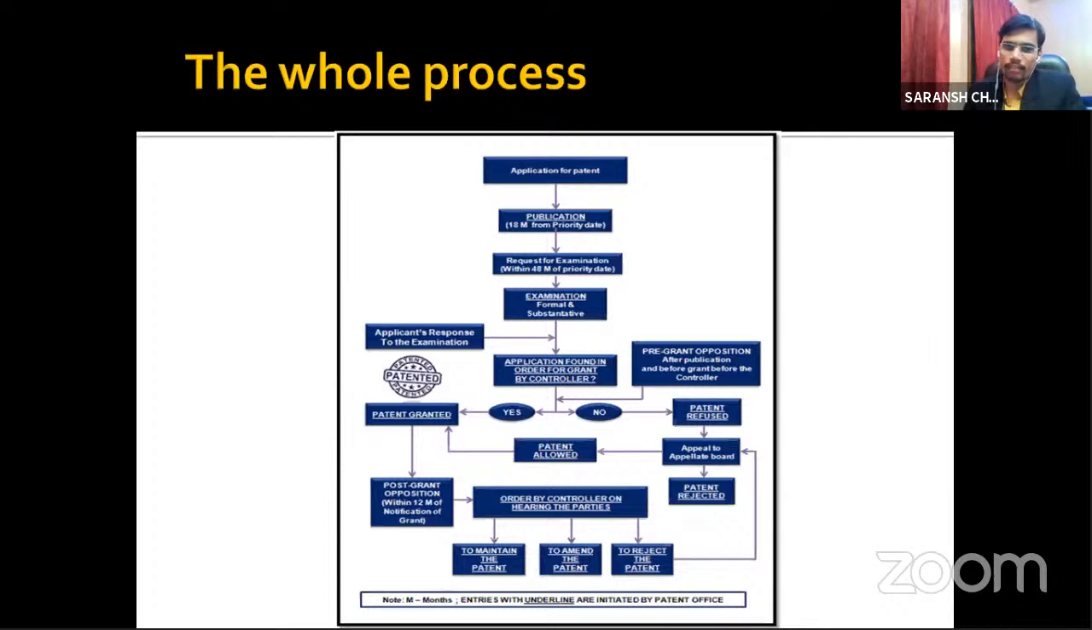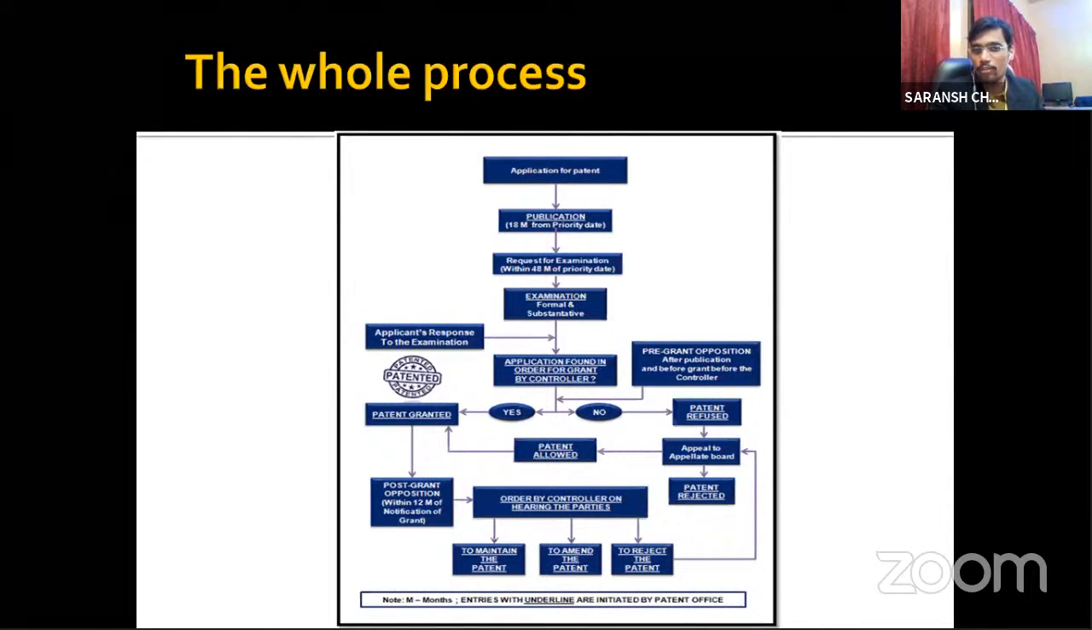After formal and substantive examination, if the application is found in order, grant by controller: yes, patent granted; no, patent refused. Again, if the patent is refused, appeal to the appellate board. These are all the chart, I think you are able to understand. Pre-grant opposition is after publication but before the grant by the controller, and the arrow comes here. If it is yes, then patent granted. If it is no, then patent refused. Again, in pre-grant opposition also, the patent applicant has got the right to appeal.